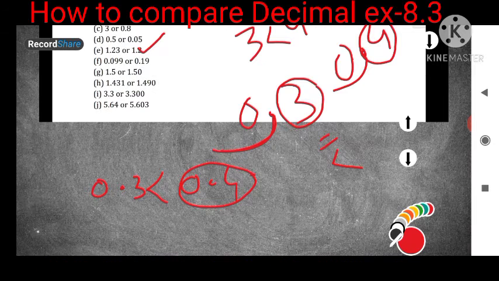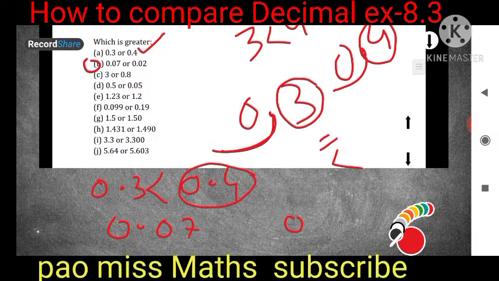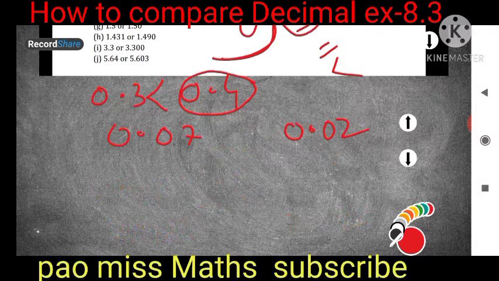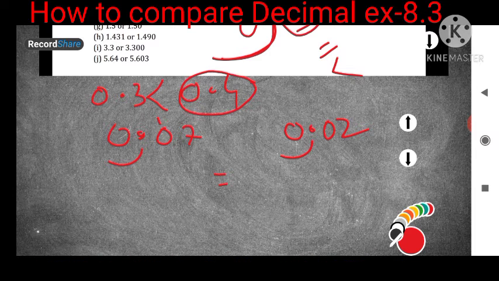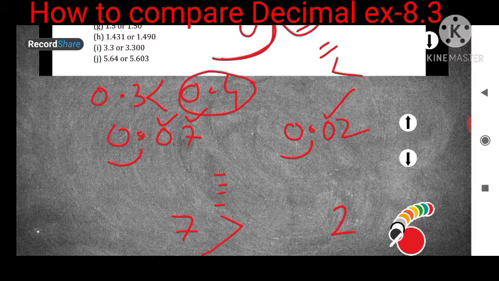Now what is the second one given? 0.07 and the other one 0.02. Now you compare before the decimal, it is 0, equal, isn't it? After the decimal what is the first digit? 0. For the other term also, after the decimal the first value is 0, isn't it? Now equal. Now the second value. After the decimal what is the second value? 7, isn't it? And after the decimal what is the second value here? 2. Now which is greater? 7 is greater, isn't it?